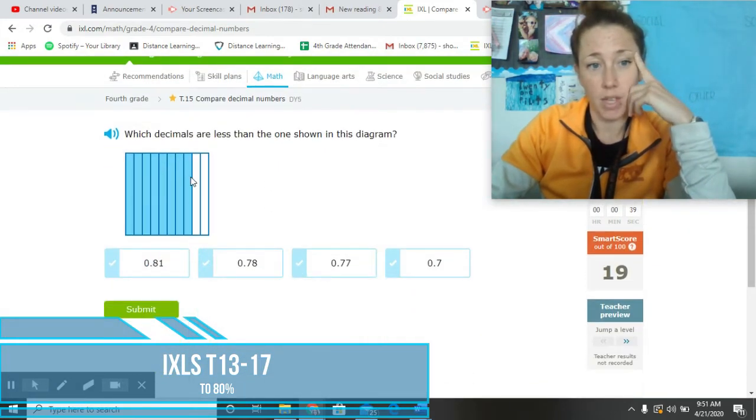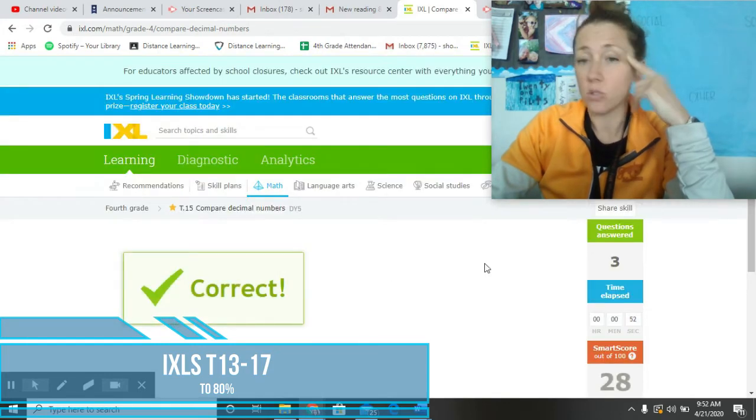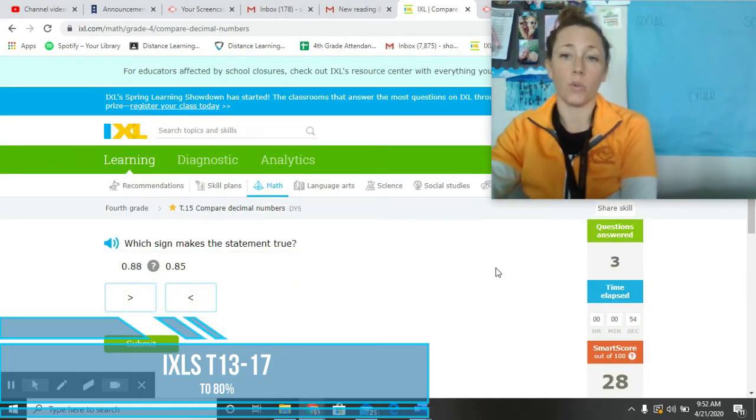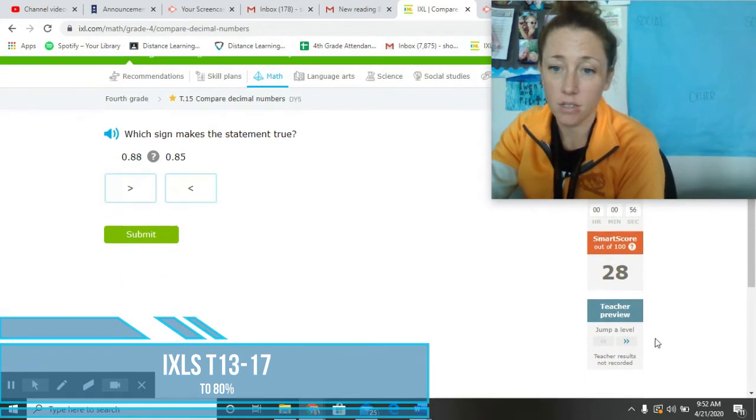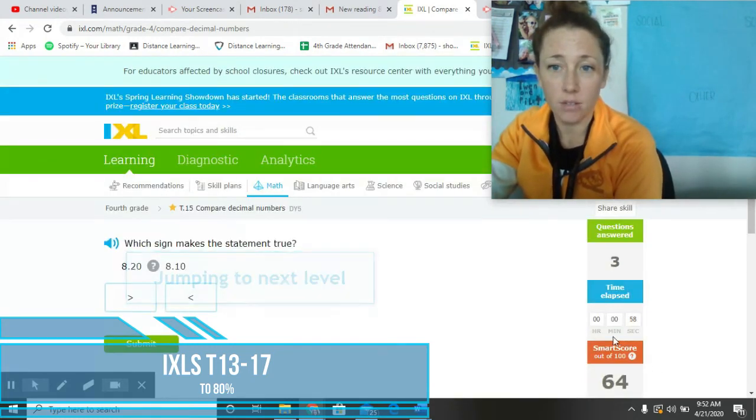This one's showing me 80/100 or 8/10. So which ones are less? Well, 81 is more than 80. 78 is less. 77 is less. 7/10 or 70/100 is less. So you're just going through and finding the ones that are less or more, and this is all stuff that we've done in our packet.